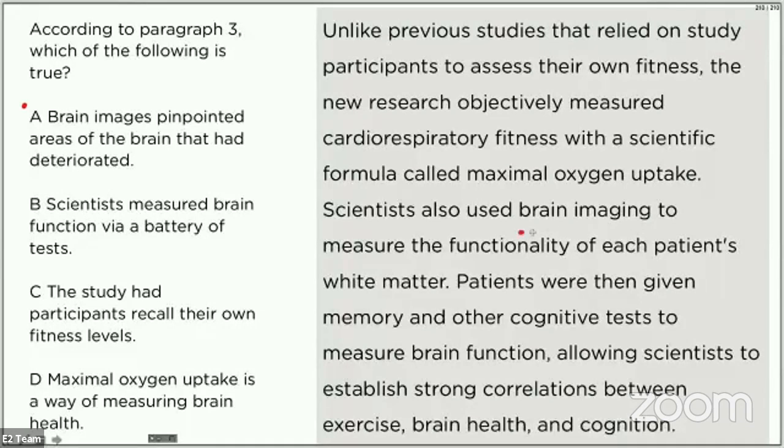Where's the key word there? Brain imaging. Brain images pinpointed areas of the brain that had deteriorated. Scientists also use brain imaging to measure the functionality of each patient's white matter. That's false. Let's go to C. The study had participants recall their own fitness levels. Well, it says here, unlike previous studies that relied on study participants to assess their own fitness, the new research objectively measured cardiorespiratory fitness. The study had participants recall their own fitness levels.